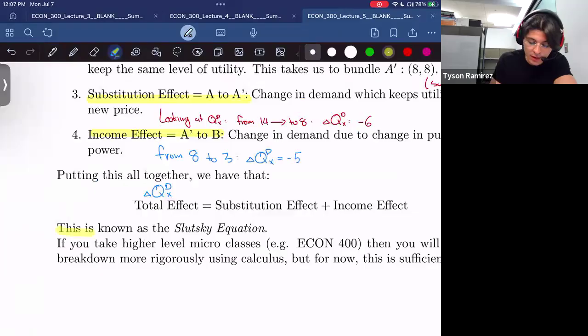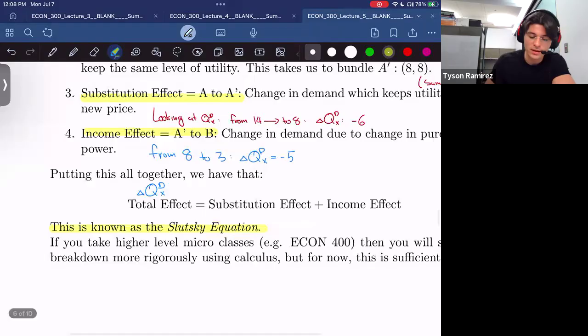This whole thing is referred to as the Slutsky equation. Some ambitious principles of micro classes will try to introduce this in the first class, but I think that's a bit too much for a principles level class. But now that we're more familiar with the consumer's problem and where those bundles come from, this is a better spot to introduce these things.